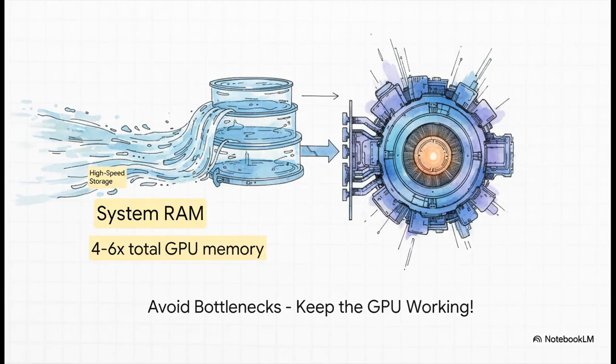But here's the thing we learned in modules 6 and 7. A GPU is like a world-class race car. It's only as fast as the pit crew and the fuel line. Your system memory has to be absolutely massive. We're talking 4 to 6 times your total GPU memory just to get the data ready. And your storage has to be blazing fast to keep that pipeline full. Otherwise, those super expensive GPUs are just sitting there twiddling their thumbs.